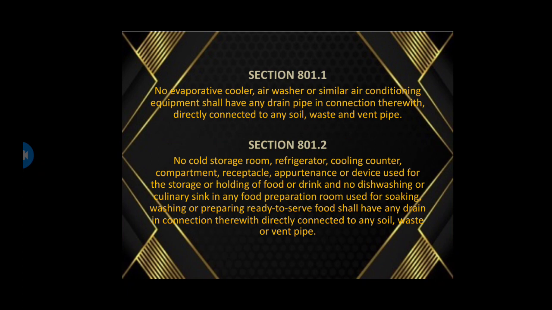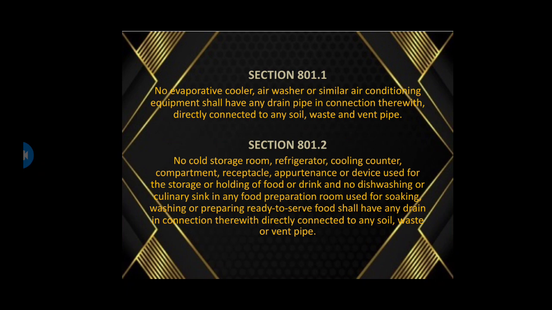Section 801.2. No cold storage room, refrigerator, cooling counter, compartment, receptacle, or device used for storage or holding of food or drink, and no dishwashing or culinary sink in any food preparation room used for soaking, washing, or preparing ready-to-serve food shall have any drain in connection therewith directly connected to any soil, waste, or vent pipe. All waste drained by them shall discharge through an air gap into an open floor sink or other approved type receptor properly connected to the drainage system.